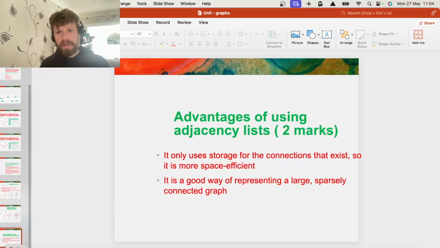Okay, so the last thing to go over is just the advantages of using adjacency lists. The main thing, which we kind of covered in the weaknesses of the adjacency matrices, is it's so much better and so much more space efficient than the adjacency matrices. So if we haven't got as many values, this is going to be the one that you're going to be using. So if it's a sparsely connected graph and it's big, this is going to be the one that you're going to go for.